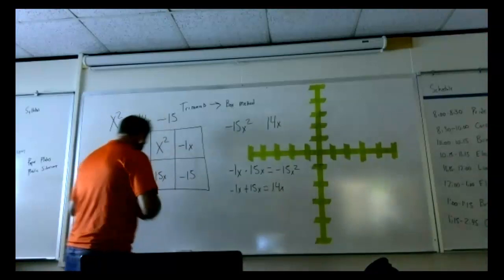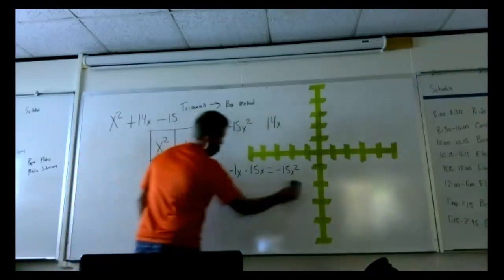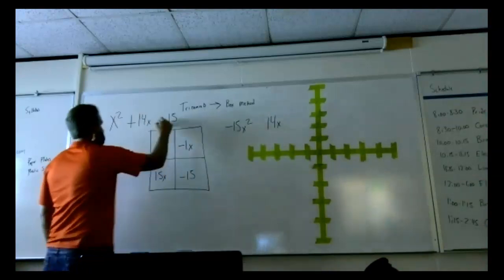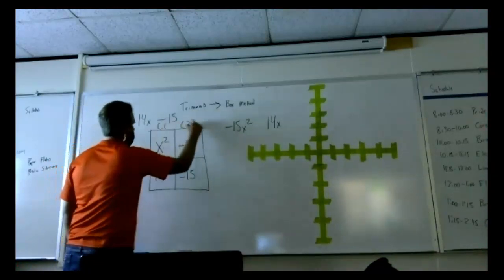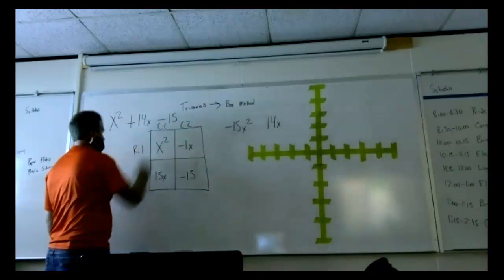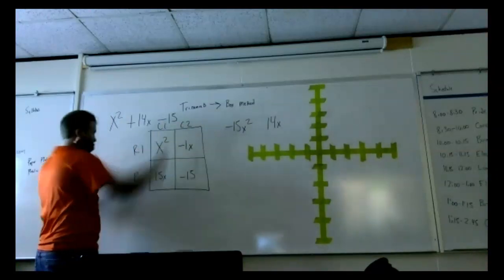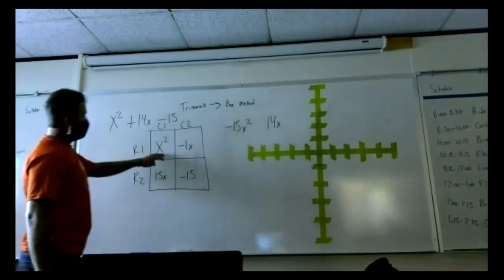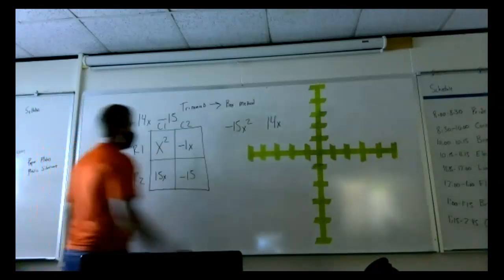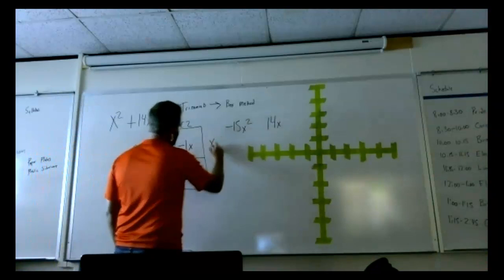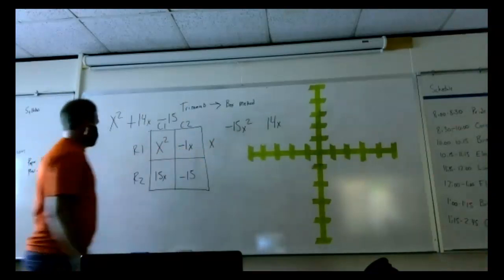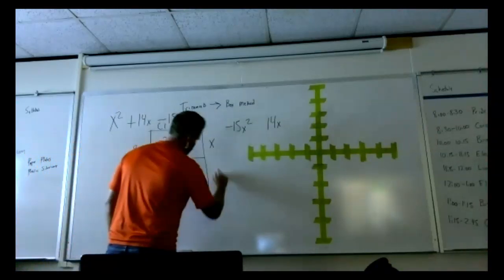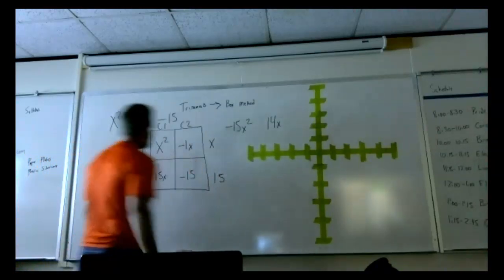Okay, so now it's time to factor out the greatest common factors from our rows and columns. So column 1, column 2, row 1, row 2. Once again, columns go up and down, rows work horizontally. So row 1, x squared and a negative 1x. Most I can take out is x. Row 2, 15x and 15. The greatest common factor between those is 15.